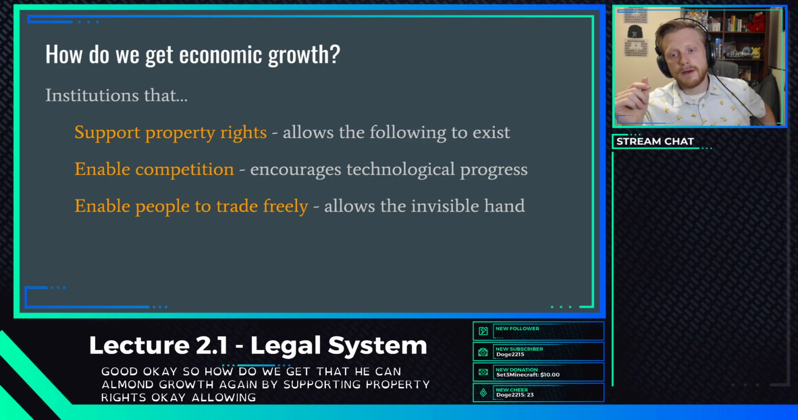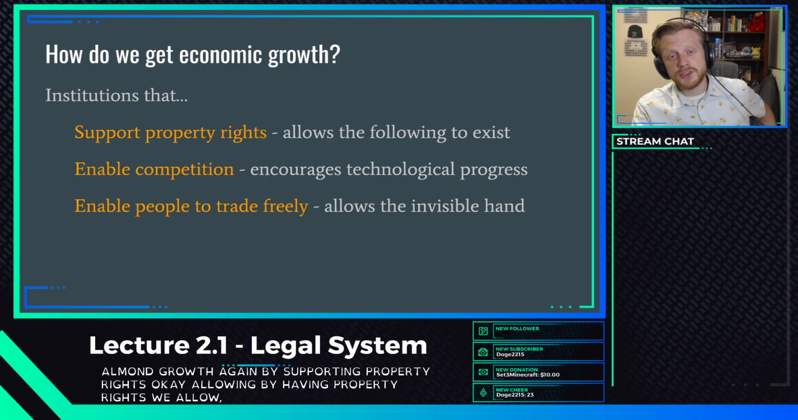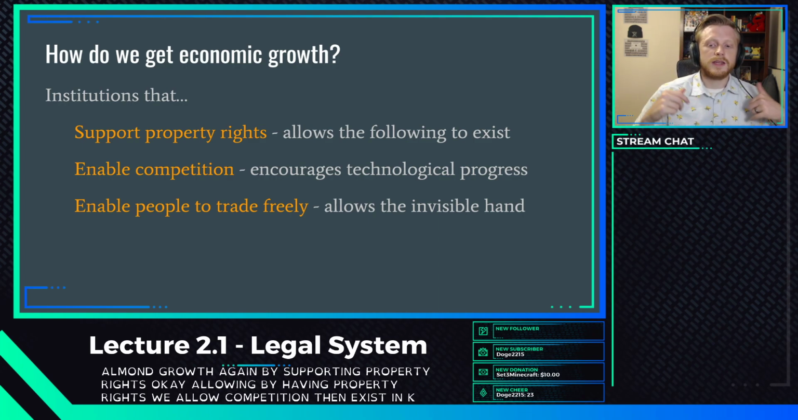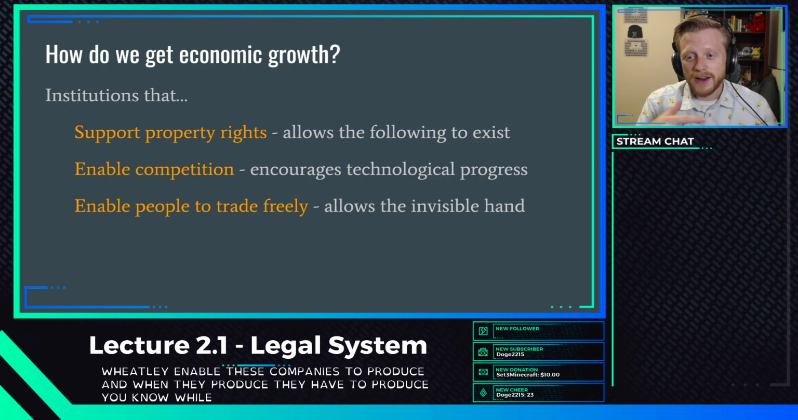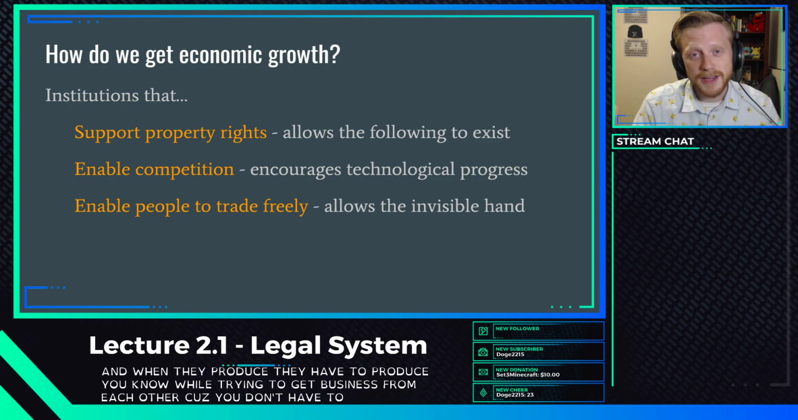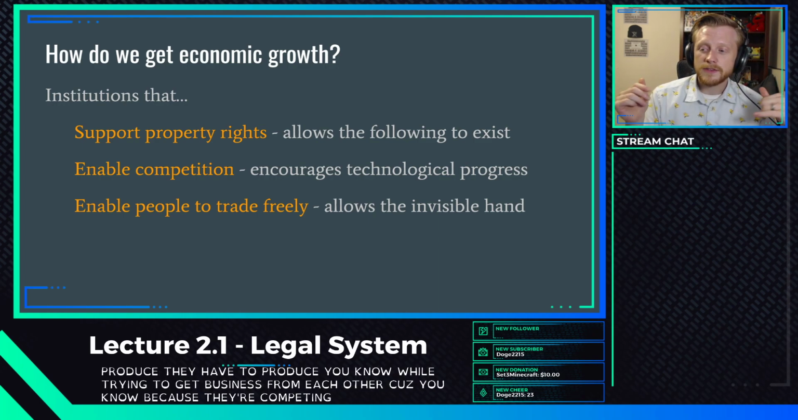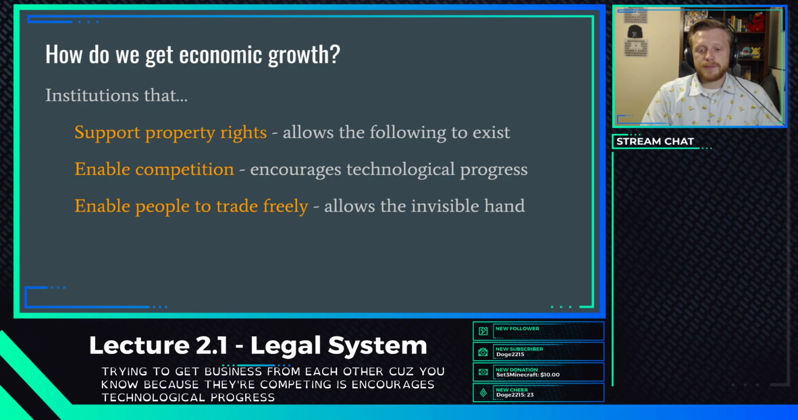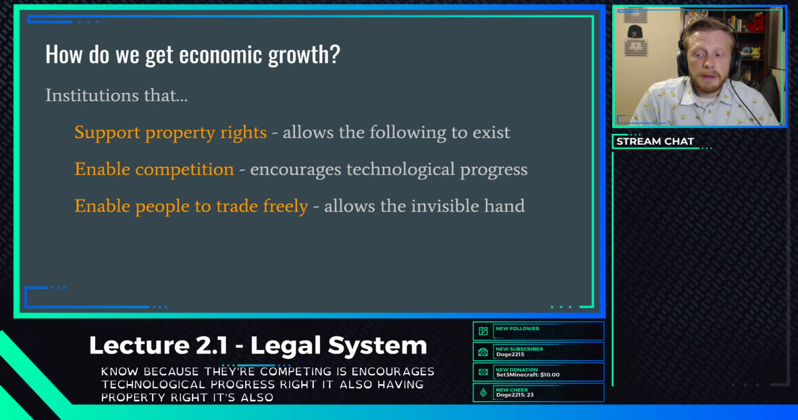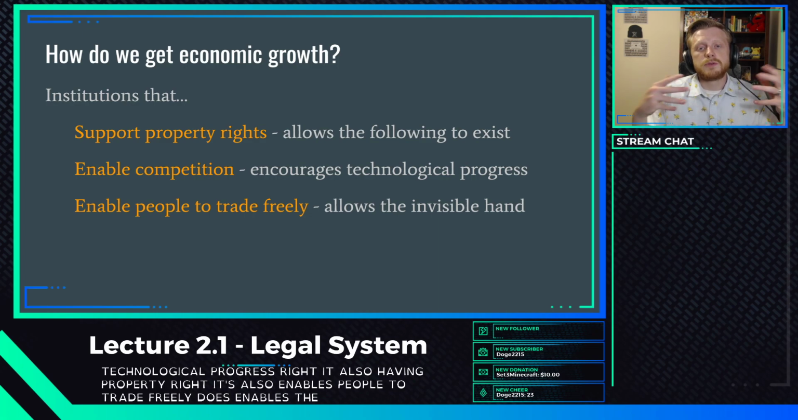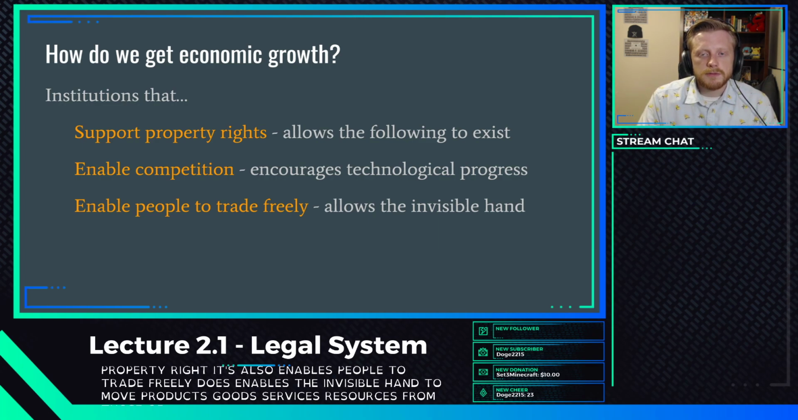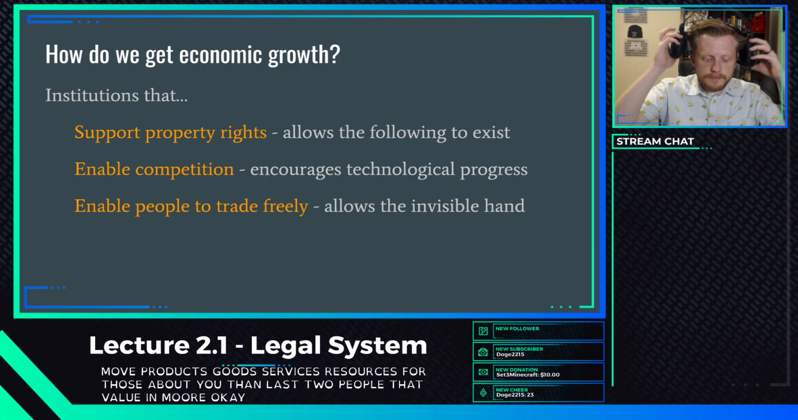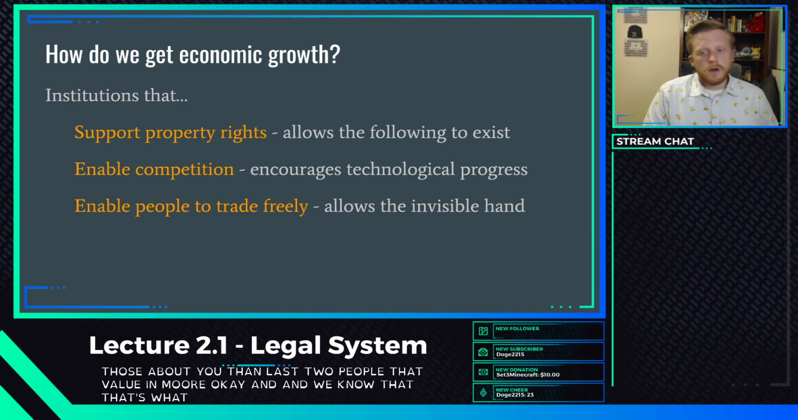Okay, by having property rights, we allow competition to then exist. Okay, we enable these companies to produce, and when they produce, they have to produce while trying to get business from each other, because if they're not getting business, they're not going to exist, right? So they have to compete, and because they're competing, this encourages technological progress, right? Having property rights also enables people to trade freely, and this enables the invisible hand to move products, goods, services, resources from those that value them less to people that value them more. Okay, and we know that that's what will enable us to get the most productive use out of a resource.